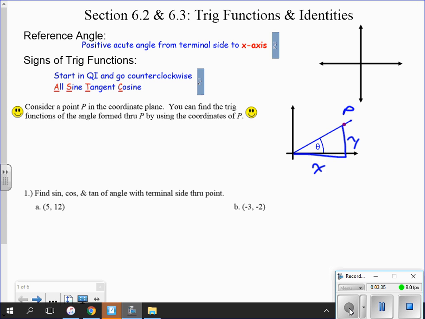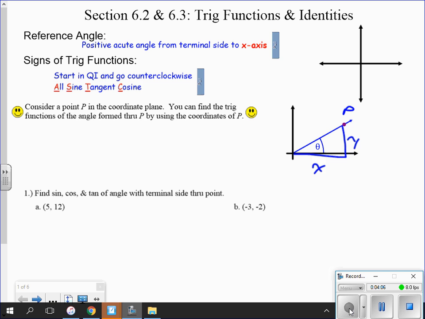So you can take a coordinate value, make it a triangle, and use your right triangle trig. Okay. Now I'm missing something, aren't I? I need something else in order to be able to come up with my sine and my cosine. What part of the triangle don't I have? I don't have the hypotenuse. But remember, we want to think about this as a point being on a circle. So that's a point on a circle.